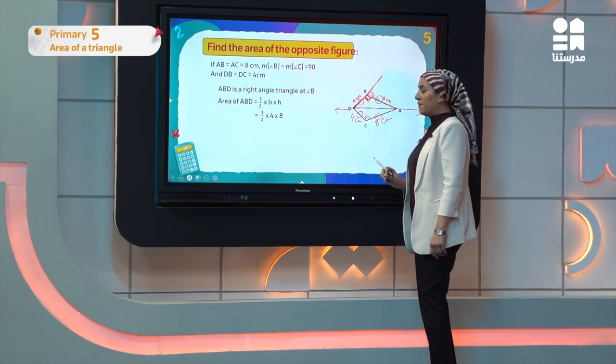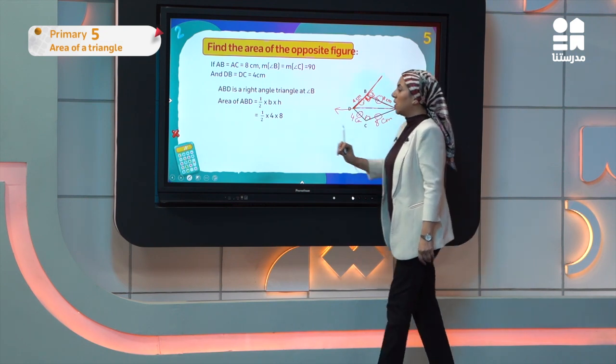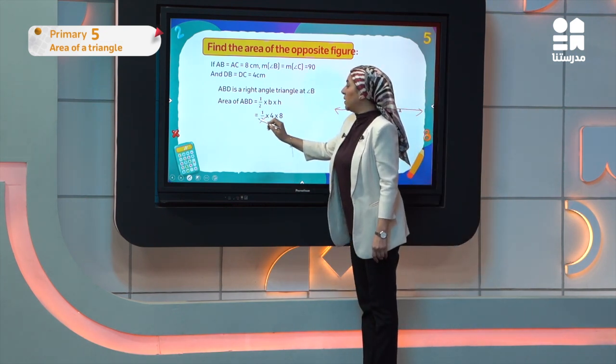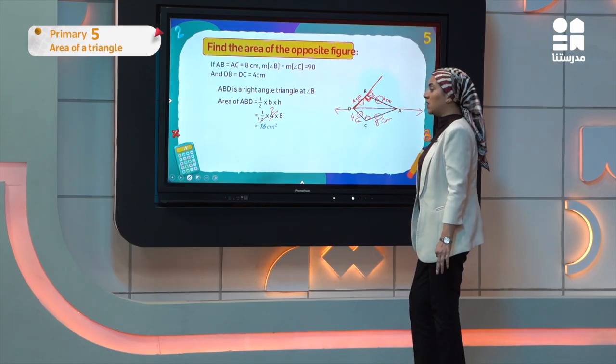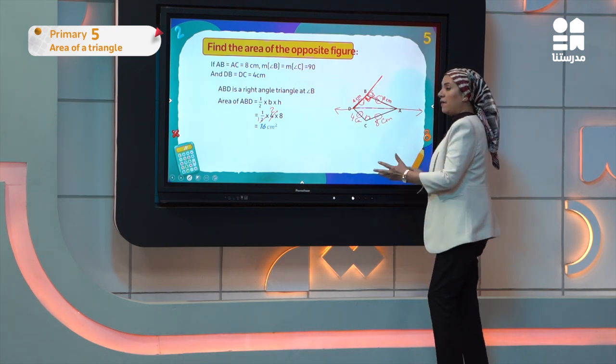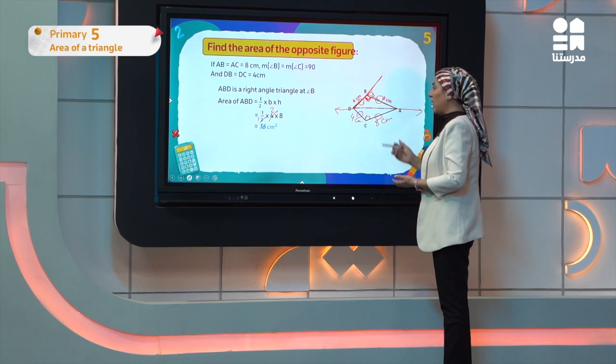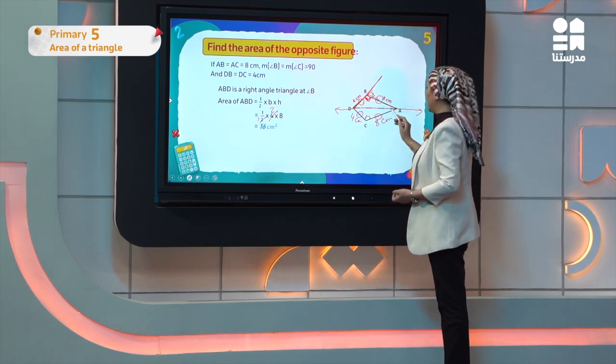Okay, my base and my height. Now I simplify if possible. So here, 2 divided by 2 is 1. 4 divided by 2 is 2. Now I multiply. I have no more fractions, just whole numbers. So 1 times 2 is 2, and 2 times 8 is 16, and the units of measuring is centimeters squared. So it is equal to 16 centimeters squared. Now I have got the area of the first triangle ABD.